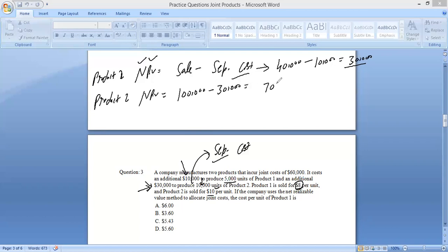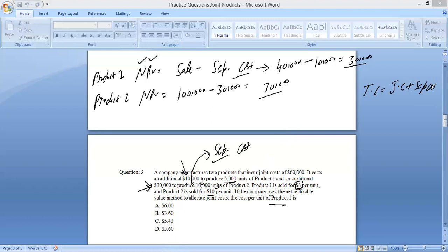So 70,000 is my NRV for product 2. Now, students, we have to work for product 1. We have to get what he asked us, using the net realizable value method, the cost per unit. When we say cost per unit, it will include separable cost as well, because he's talking about the total cost. Total cost includes joint cost plus separable cost.